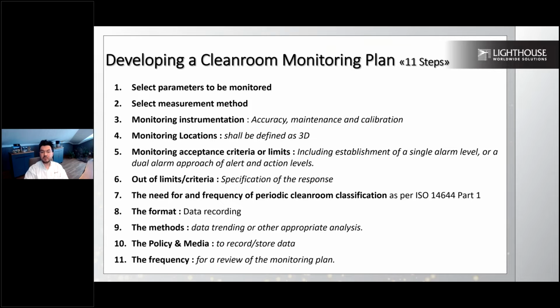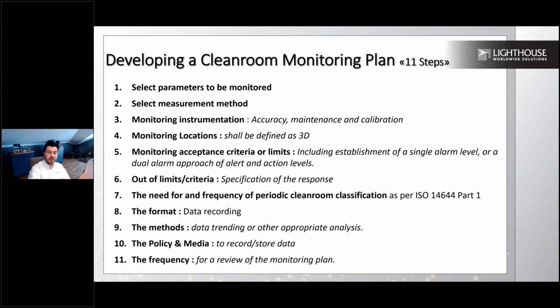So there is a need for the frequency of periodic cleanroom classification, which the data you will be collecting according to ISO 14644-1 will be also giving you the evidence for the location of sampling, duration of sampling, and the limits that you will be defining for the certain location.